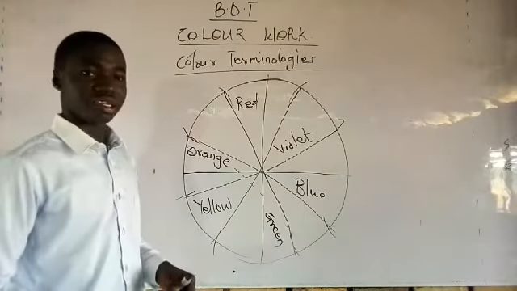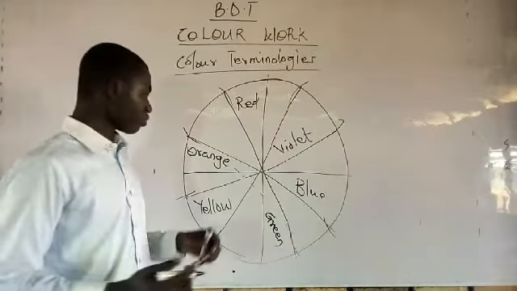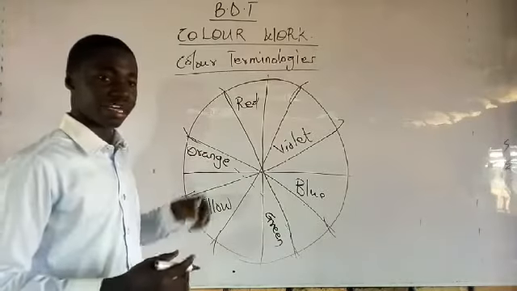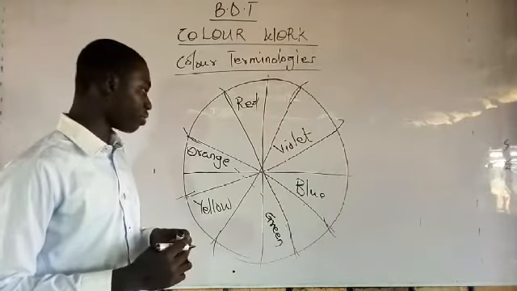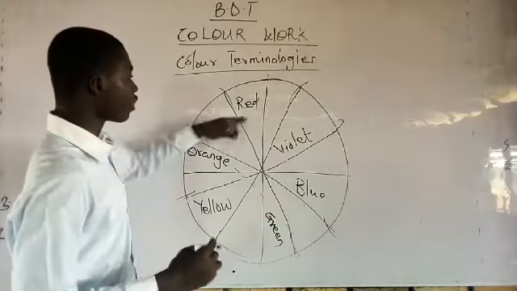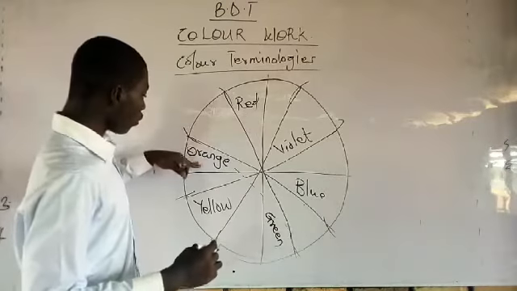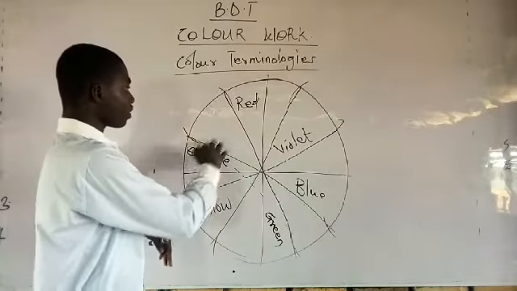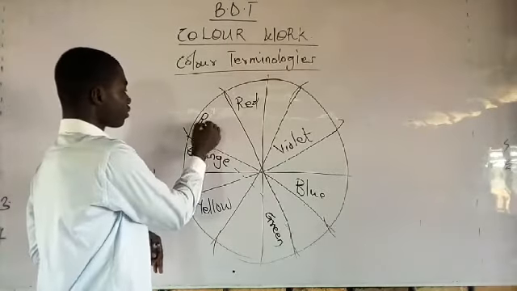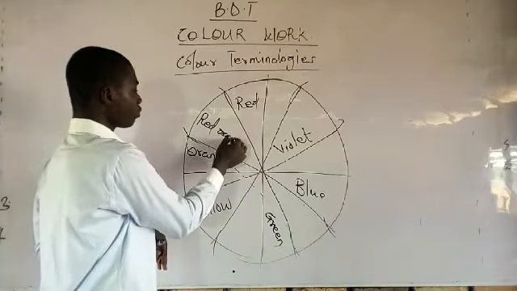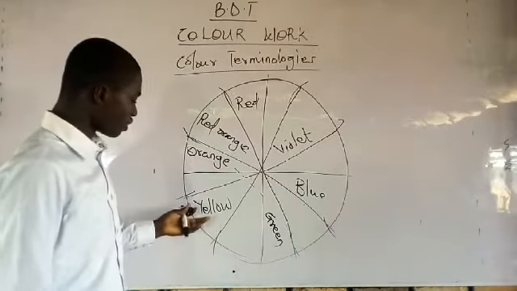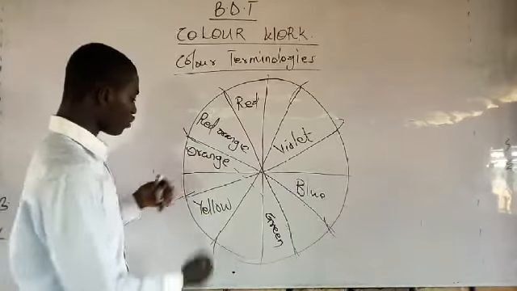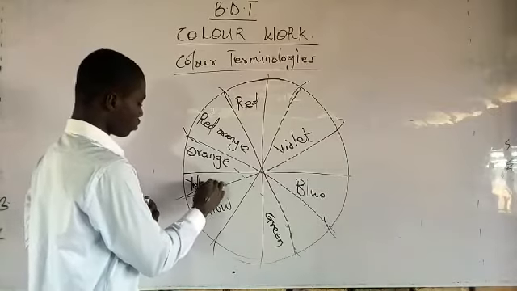Okay, so let's look at the tertiary colors too. When we mix a primary color and a secondary color, we will get the tertiary colors. So we have red here as a primary color, orange here as a secondary color. Now let's mix them. Orange mixing with red will give us red orange. Now the same thing, yellow mixing with orange will give us yellow orange.